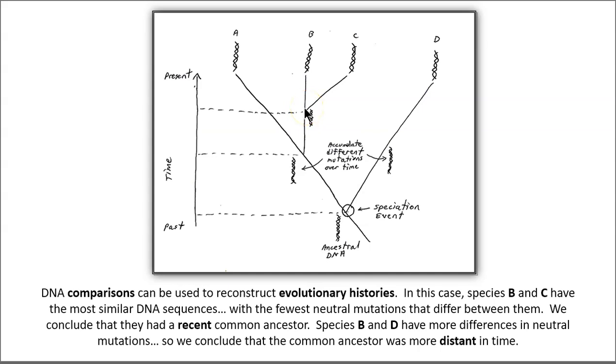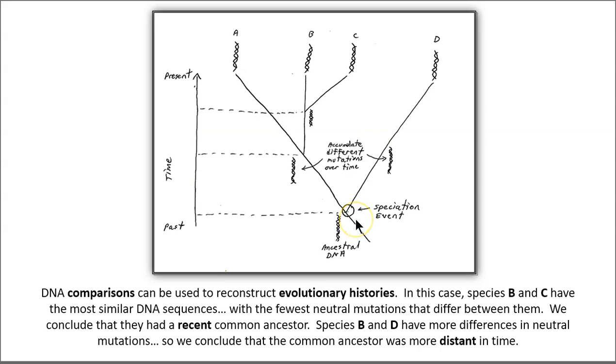And so by recent meaning there wasn't a whole lot of time for lots of different mutations to accumulate in the separated populations. Whereas species A and D, they have more differences in their DNA sequences. And so we infer a common ancestor that is farther back in time. But now if we compare species A and species B, we will find that there are more differences between A and B than there were between B and C, but fewer differences between A and B than there were between A and D. And so we conclude that the common ancestor of A and B was at some intermediate time in the past.